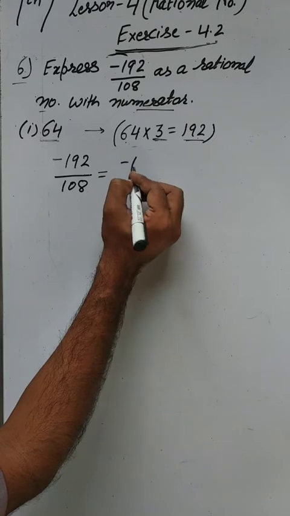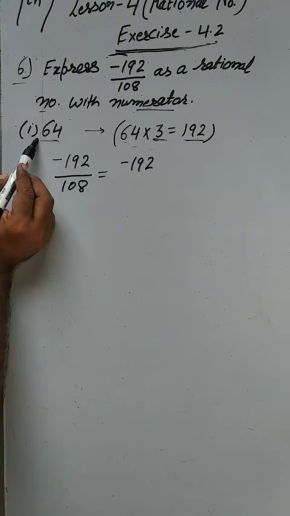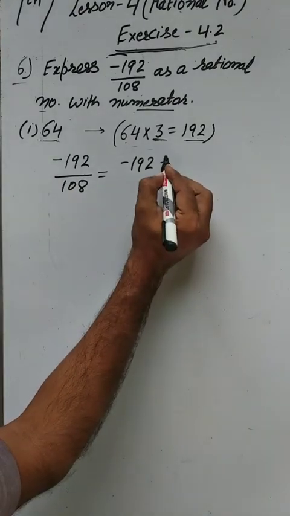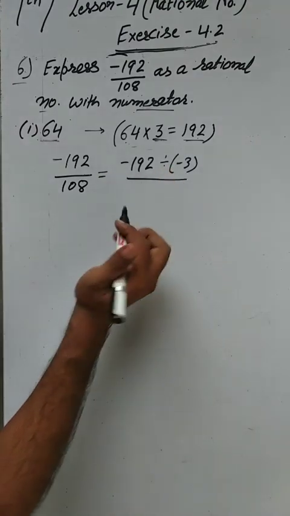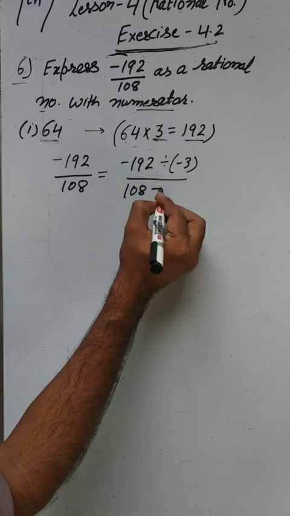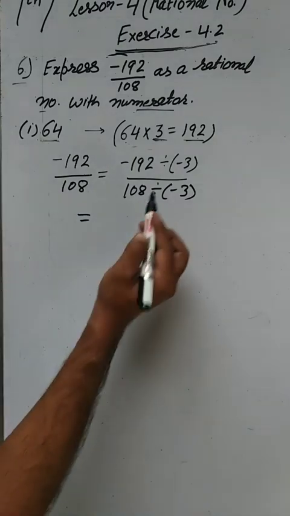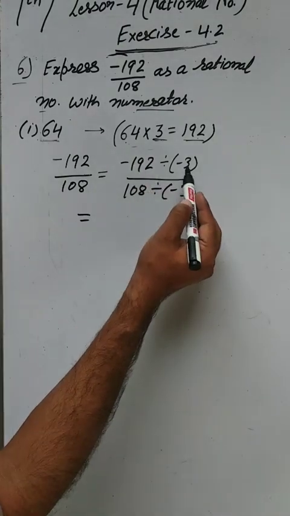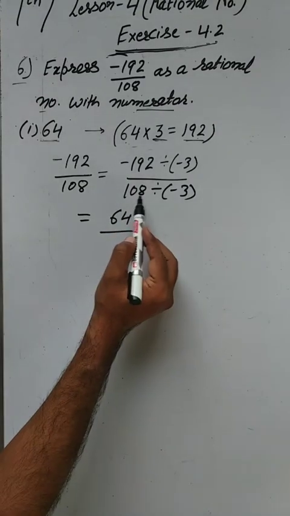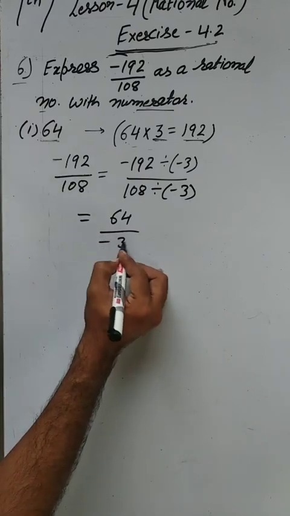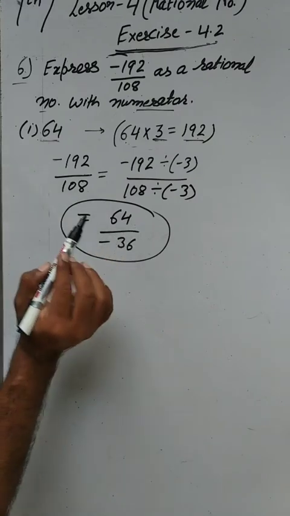192 by 3. And here beta, minus 192, and I want plus 64. So 192 is divided by minus 3, because minus will be changed into plus. Similarly 108 is divided by minus 3. Understood? So minus 192 divided by minus 3 is 64, and 108 divided by minus 3 is minus 36. Now your numerator is 64. That is your answer.